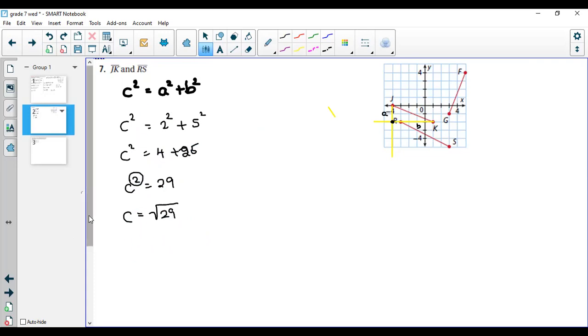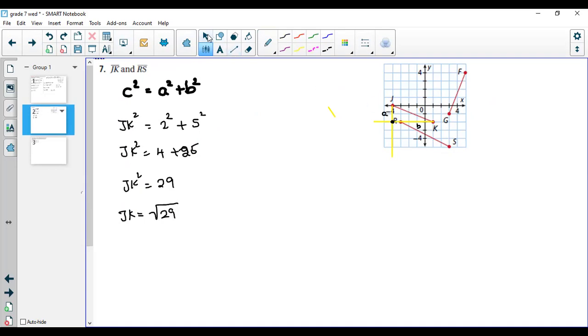So let's write here. Now rather than writing c square, you can even write JK square. It doesn't matter because we are finding the distance between JK anyhow. Now you might be wondering from where did the square come? Because of the formula. So we found the distance between JK is root of 29. Now let's find the distance between R and S.